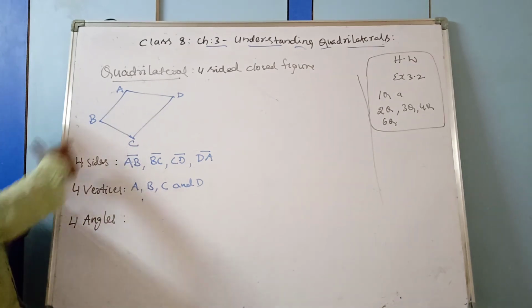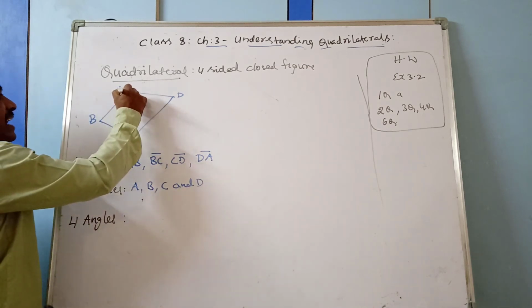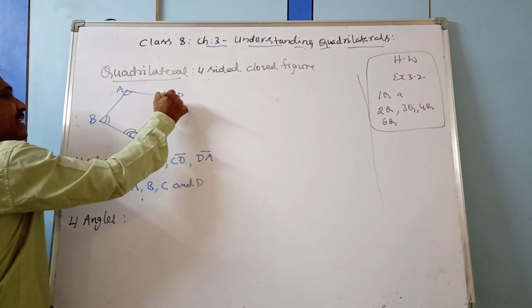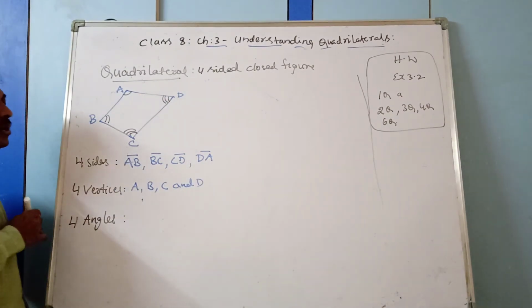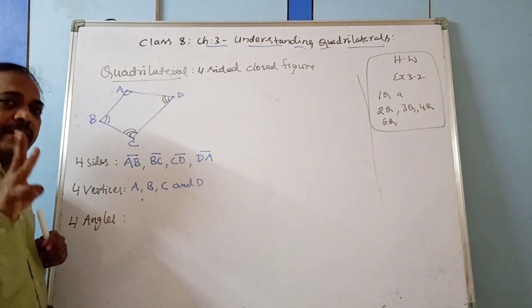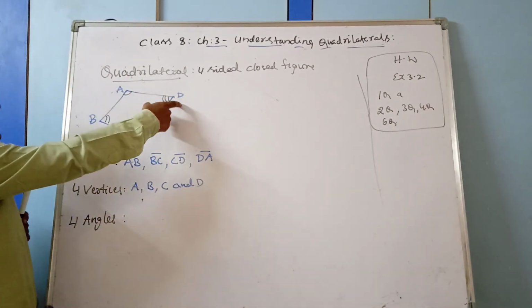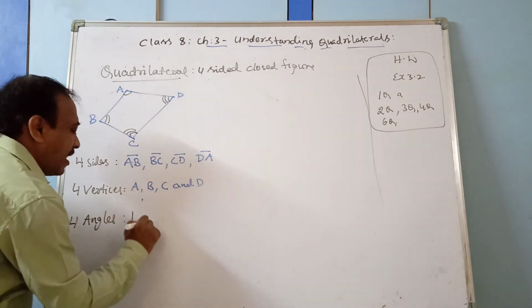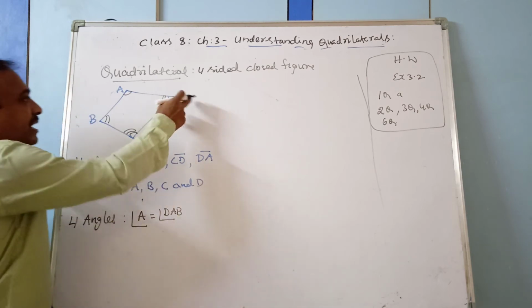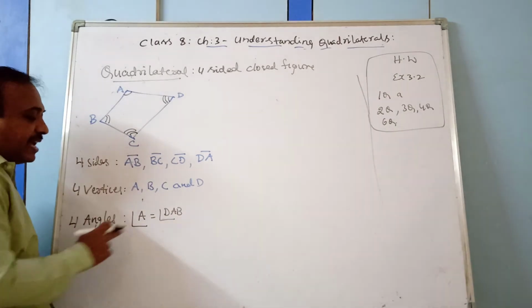Where two sides, two line segments, are joining, there the angle is formed. This is angle A, angle B, angle C, angle D. These are the angles. An angle can be represented with three letters or a single letter of the alphabet. Angle A can be written as angle DAB, or you can write BAD also.